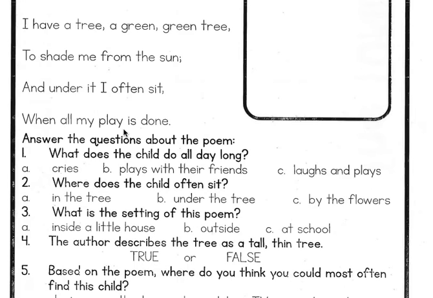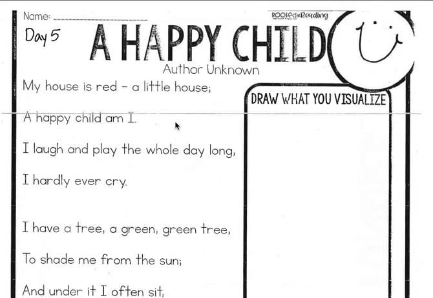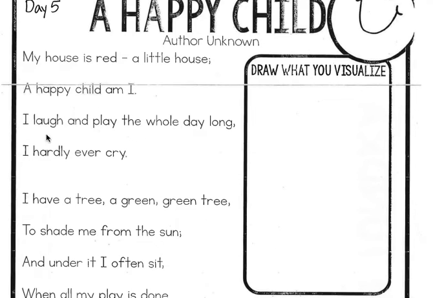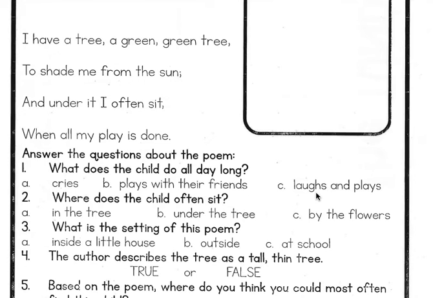All right, let's look at our questions. What does the child do all day long? A, cries. B, plays with their friends. Or C, laughs and plays. So in the poem, in the third line down, I laugh and play the whole day long. So C, laughs and plays is the correct answer.